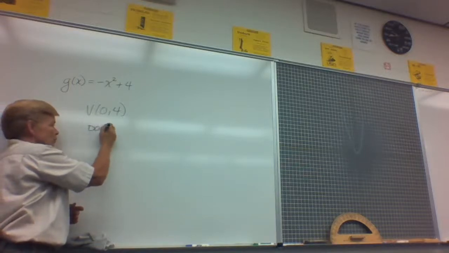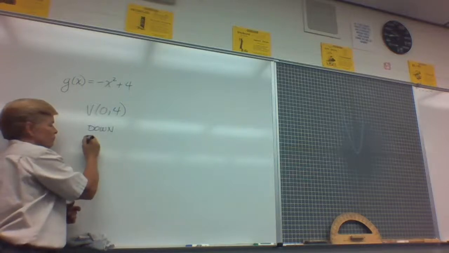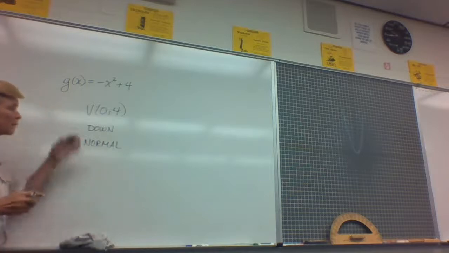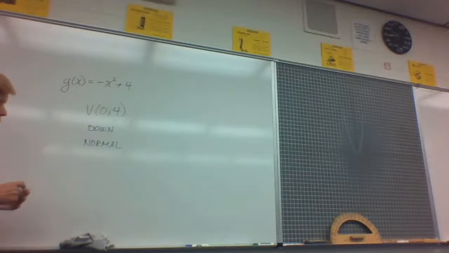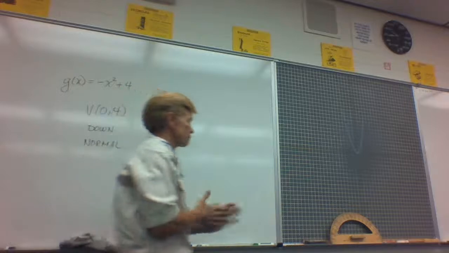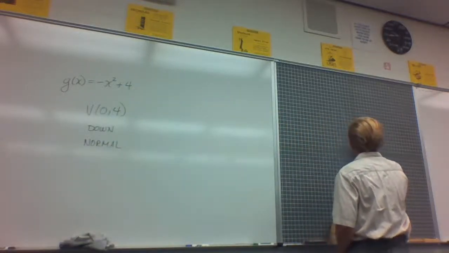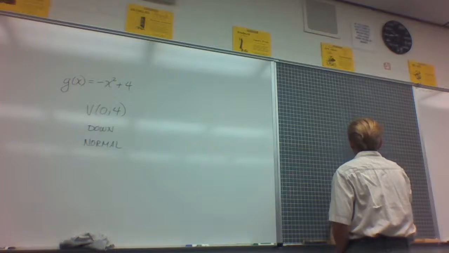Down. It will open down because of this. Fat or skinny? Normal. That wasn't an option, but that's what you said. Those would be your description of the 3 things. Where does it start? Which direction am I going to count? How am I going to count it? Why is it normal? Because this is a 1 right there. It does not vertically stretch or shrink it. So we start at the vertex where we decided, which is 0, 4, and we count down in a normal way. Down 1, out 1, down 3, out 1, down 5.